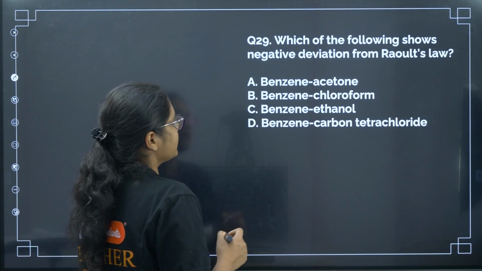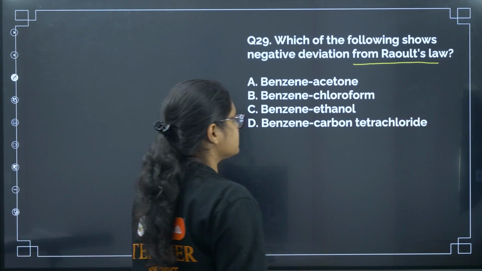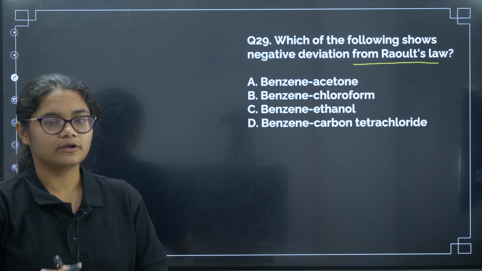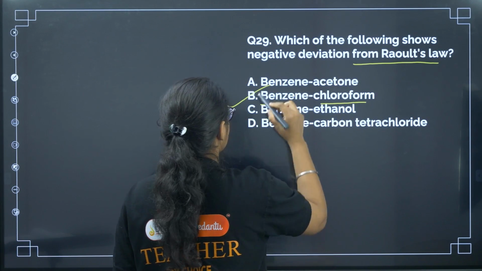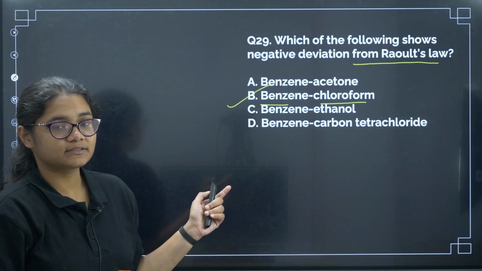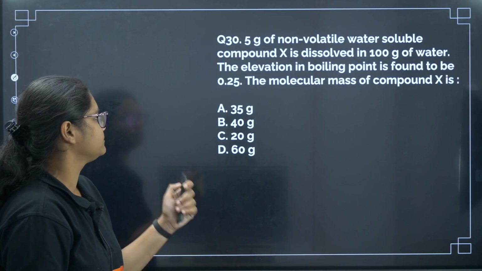Next, which of the following shows negative deviation from Raoult's law? You can remember many examples for positive and negative deviation. So benzene and chloroform will show negative deviation. Correct answer for this question will be option number B.